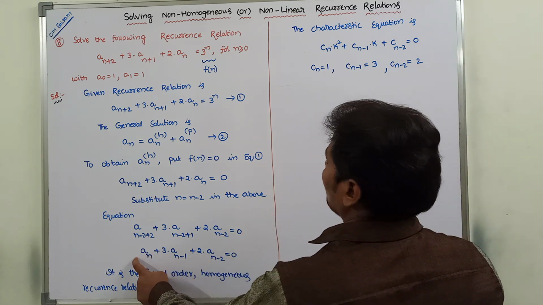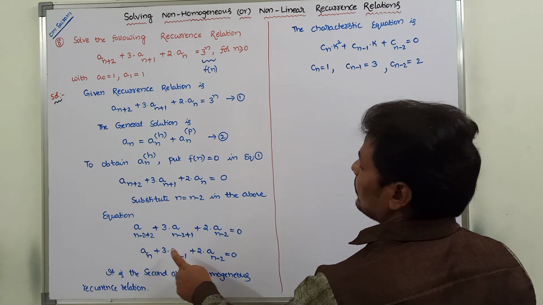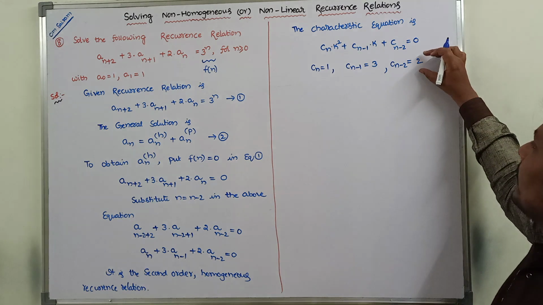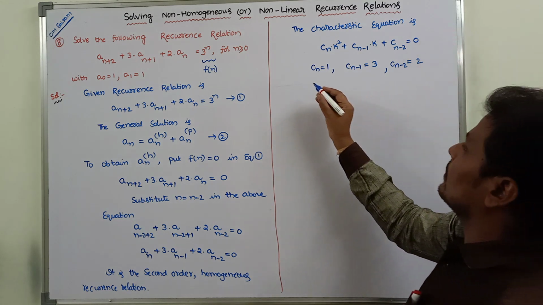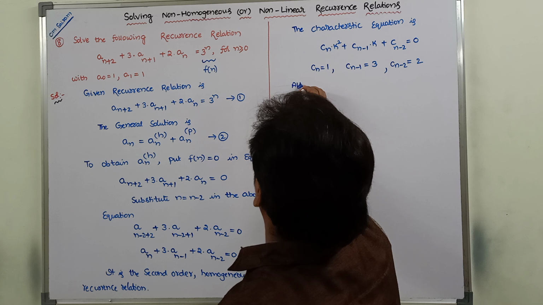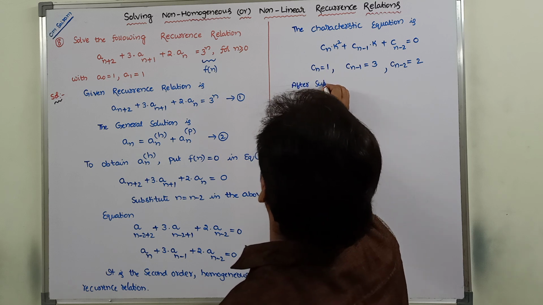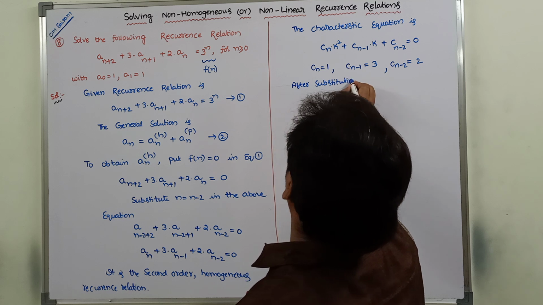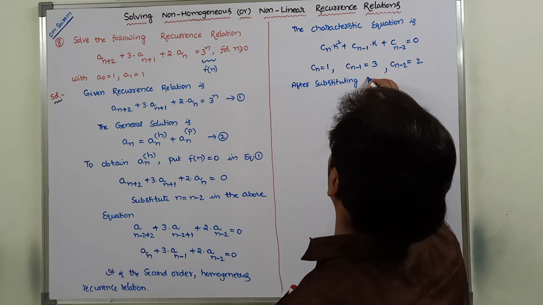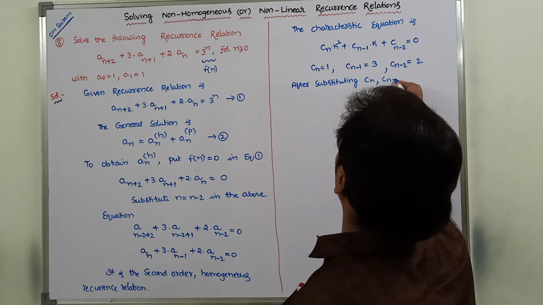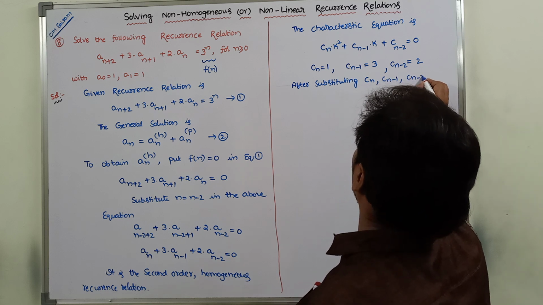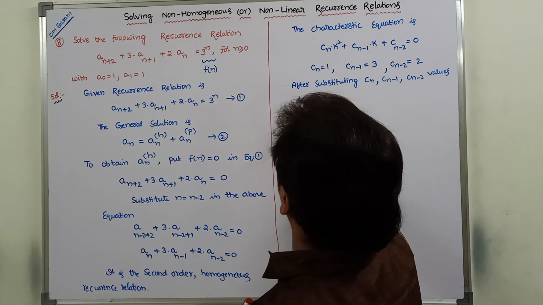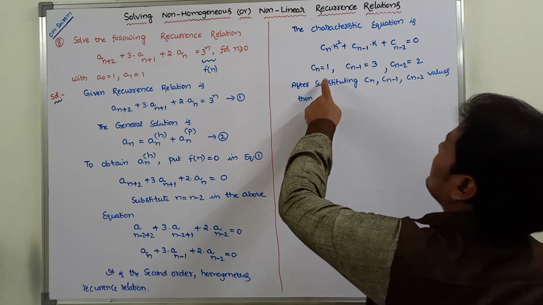Okay. This equation is compared with this equation. So Cn is equal to 1, Cn minus 1 value is equal to 3, Cn minus 2 value is equal to 2. So after substituting the Cn, Cn minus 1, Cn minus 2 values in that equation, then what we are getting, so Cn is equal to 1.